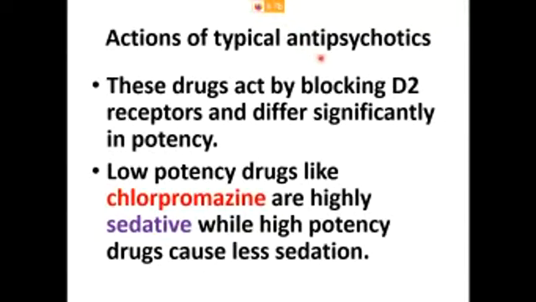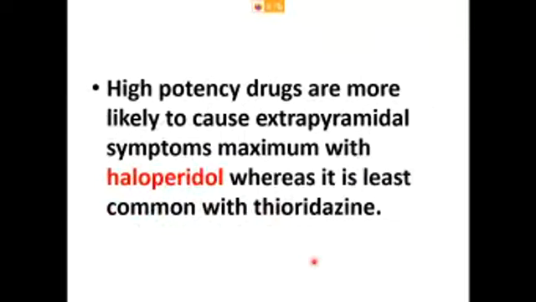Okay, actions of typical antipsychotics. These drugs act by blocking the D2 receptors in the mesolimbic system, and they differ significantly in potency. That's why we have low potency, mid potency, and high potency. Among low potency drugs we have chlorpromazine and thioridazine. These drugs are highly sedative. But if you talk about the high potency drugs like haloperidol, they cause less sedation.